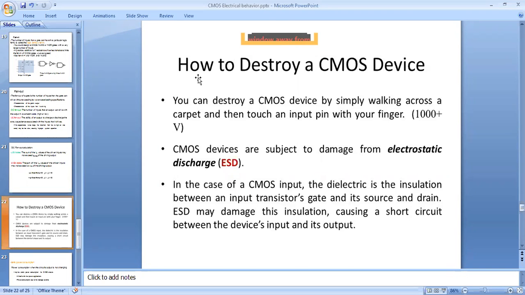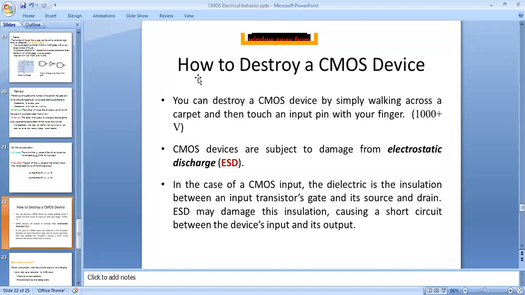Already you know how we destroy one electronic device. In labs also you burn a number of transistors, number of diodes. So how is it possible? What is the term called? The self-destruction of a transistor is called thermal runaway.